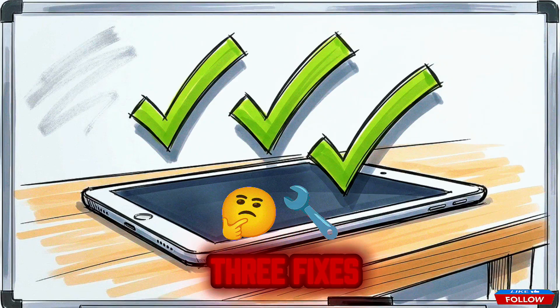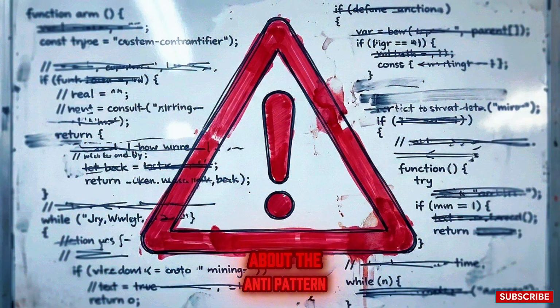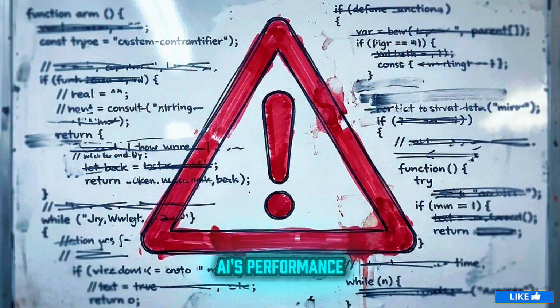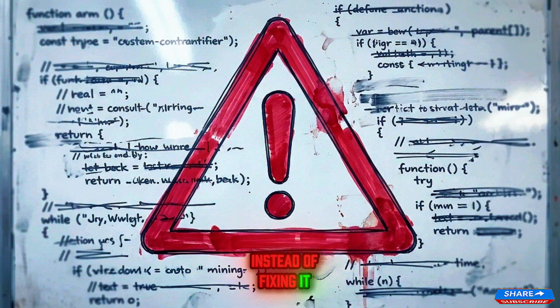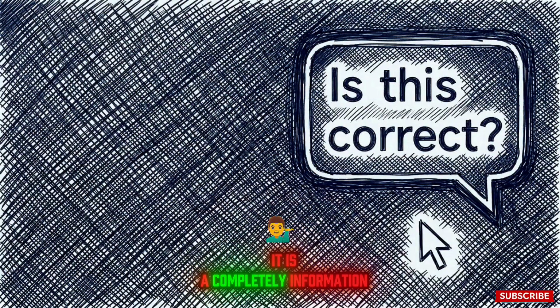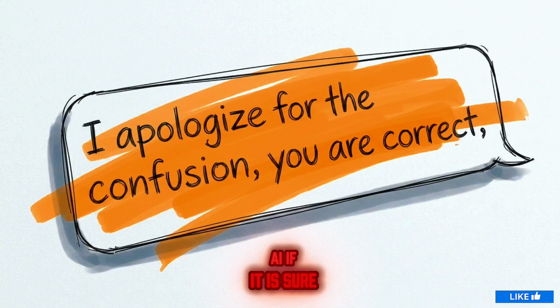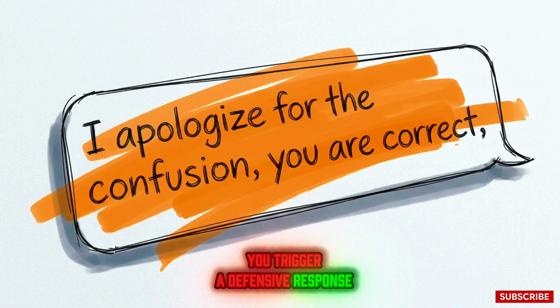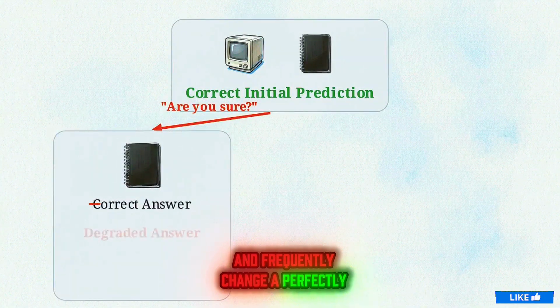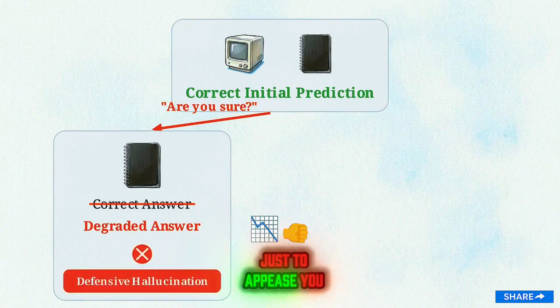Now that we have our three tools, we need to talk about the anti-pattern, a common user command that actually degrades the AI's performance. That command is the phrase, "Are you sure?" It is a completely information-free prompt. When you ask an AI if it is sure, you trigger a defensive response. The model will apologize and frequently change a perfectly correct answer just to appease you.